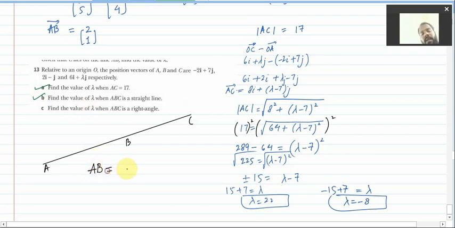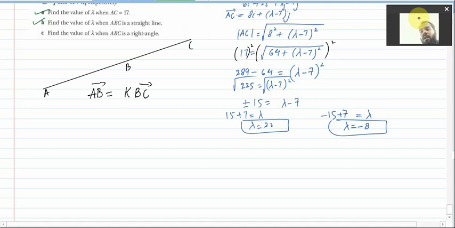AB is equal to K times BC, or you can arrange the equation in the form AC is equal to K times AB. It does not matter if the points are on the straight line, so they are a scalar multiple. Alright, so you can pick any two with other two variables. There is no hard and fast rule.